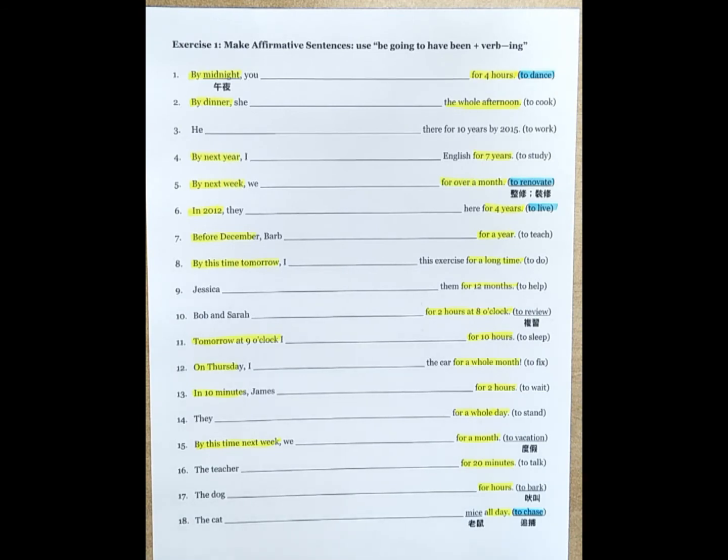10. Bob and Sarah are going to have been reviewing for 2 hours at 8 o'clock. 11. Tomorrow at 9 o'clock, I am going to have been sleeping for 10 hours. 12. On Thursday, I am going to have been fixing the car for a whole month. 13. In 10 minutes, James is going to have been waiting for 2 hours.